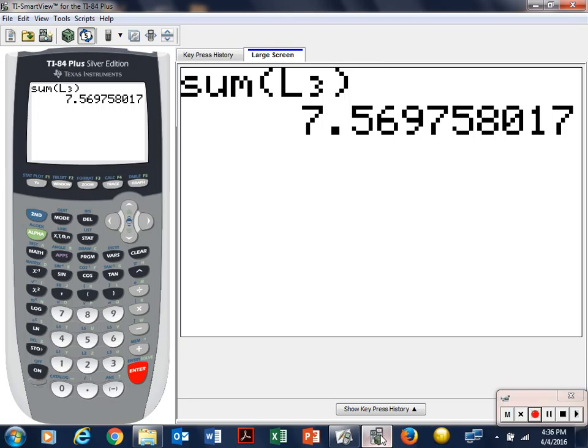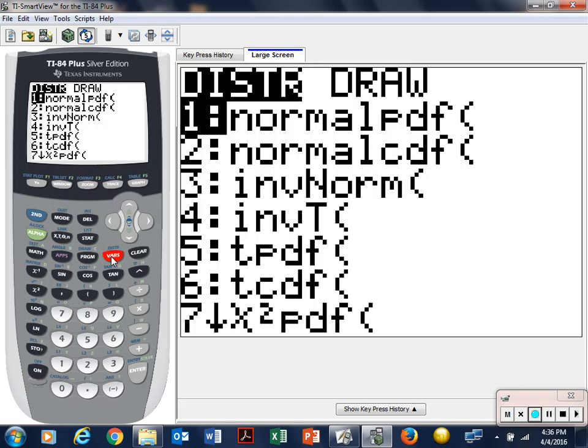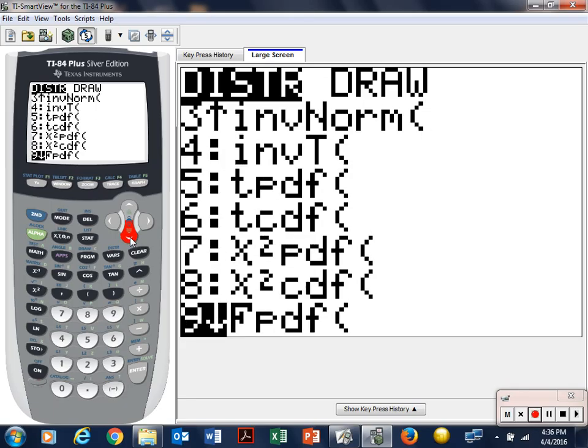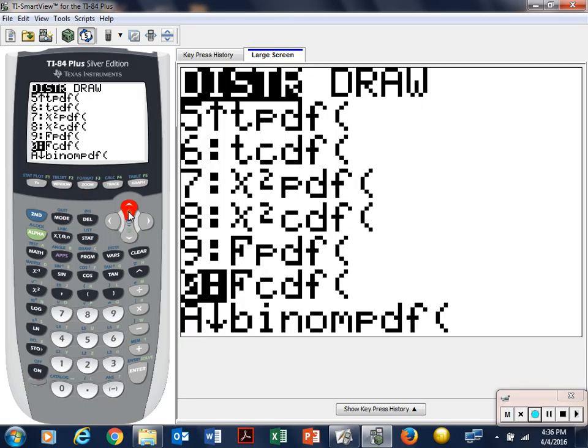All right, so now what we're going to do is go second vars. Again, we have a bunch of different things in our menu. You need to know what each one of these represents. Well, not all of them. I didn't teach all of them. But if we go down here, look at number 8. Do not use number 7. That one's PDF. We don't want PDF. Again, we want CDF. Remember, CDF is cumulative distribution function. So we're going to pick number 8.